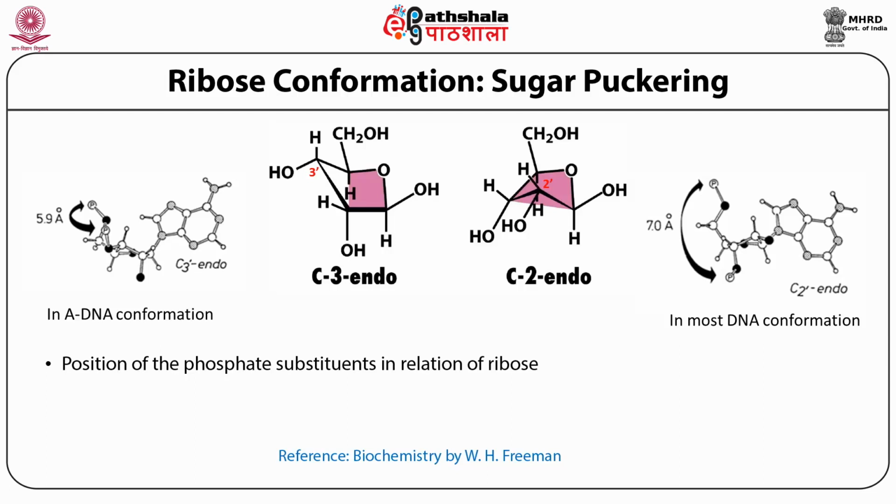And there is another thing, which we will see later when we discuss RNA: the orientation of the glycosidic bond compared to the sugar unit, which can be syn or anti.